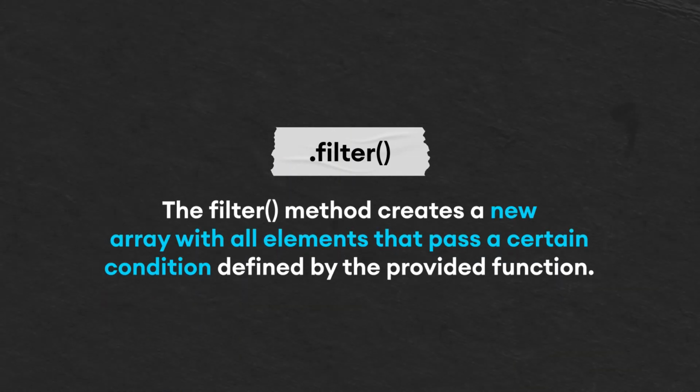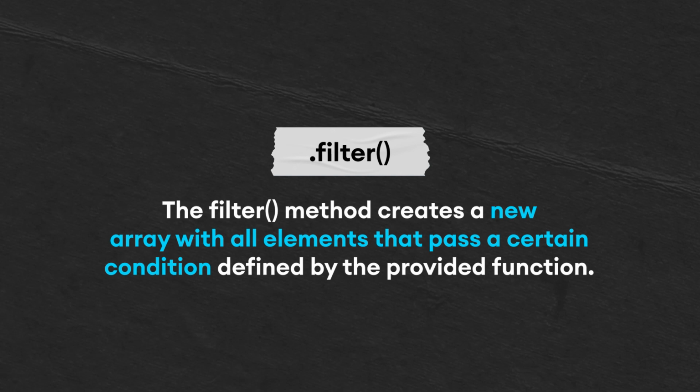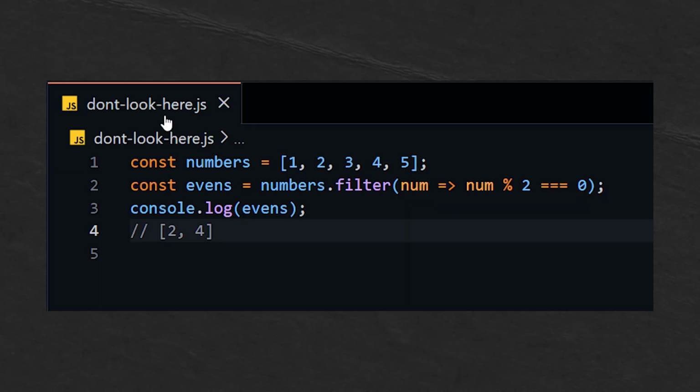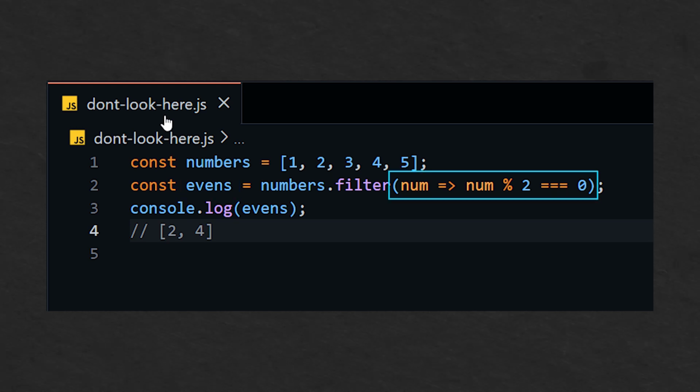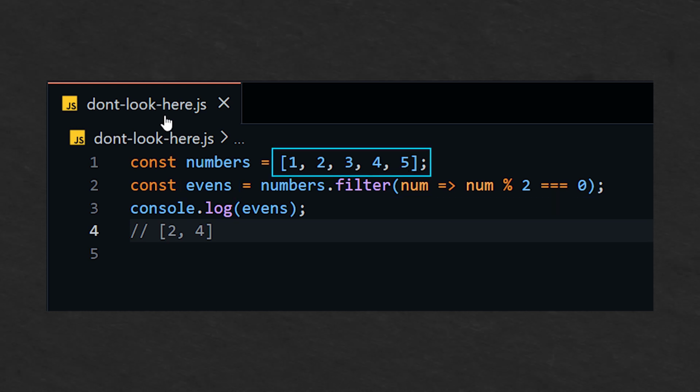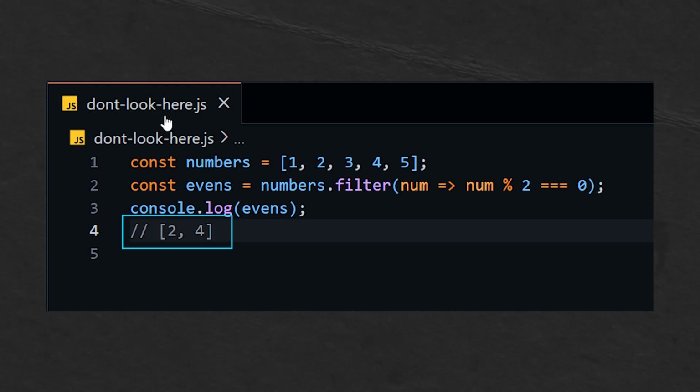And the filter method creates a new array with all the elements that pass a certain condition defined by the provided function. Here, the filter method is used to create a new array called evens. The callback function checks if each element in the numbers array is divisible by 2. Only the even numbers pass the condition and are included in the new array, which are 2 and 4.